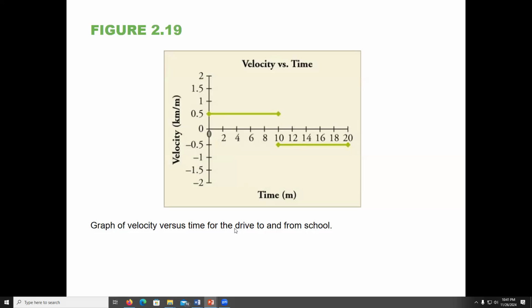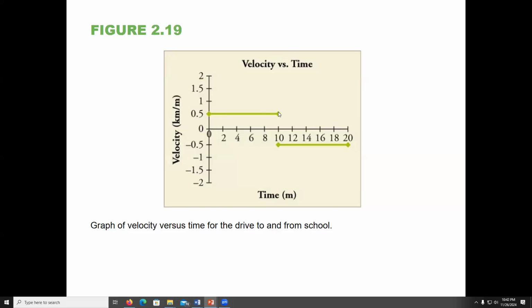So that's the graph of velocity versus time. Now let's explain what's happening here. You see that in 10 minutes, something very strange happened. We started with a velocity of 0.5 kilometers per minute. We kept this velocity. We're driving 0.5 kilometers per minute for 1 minute, for 2 minutes. So for an entire 10-minute trip, we were driving exactly at 0.5 kilometers per minute.